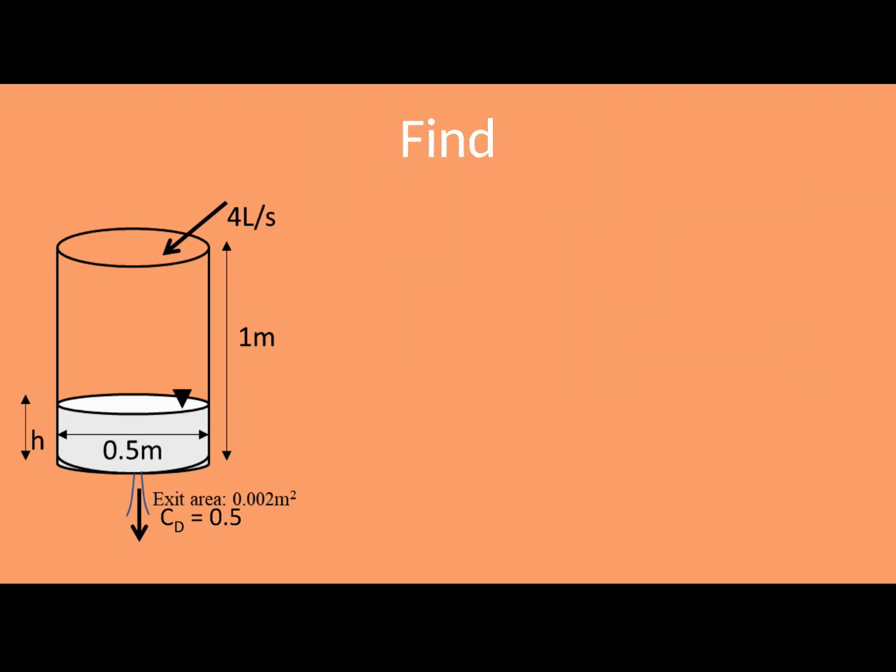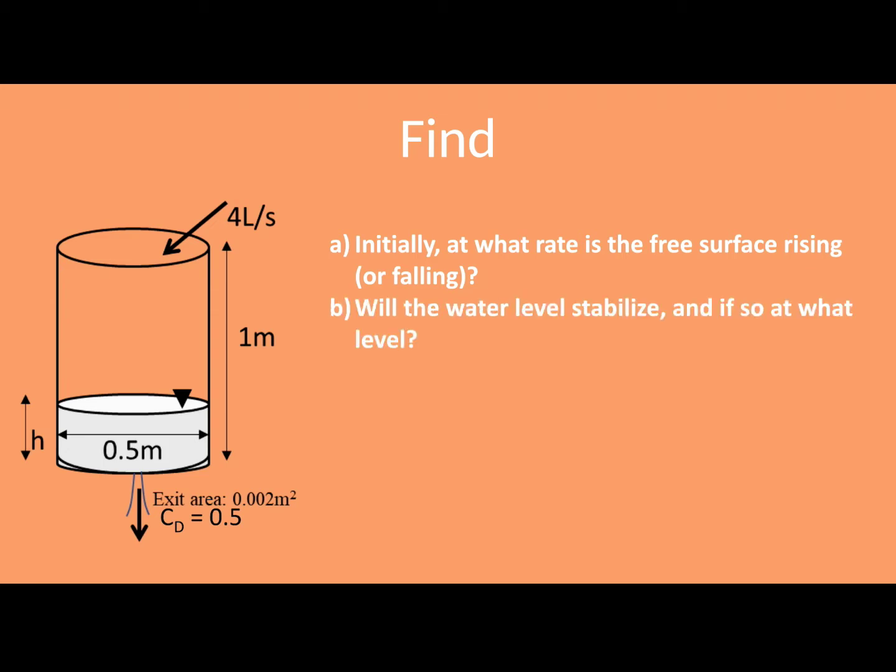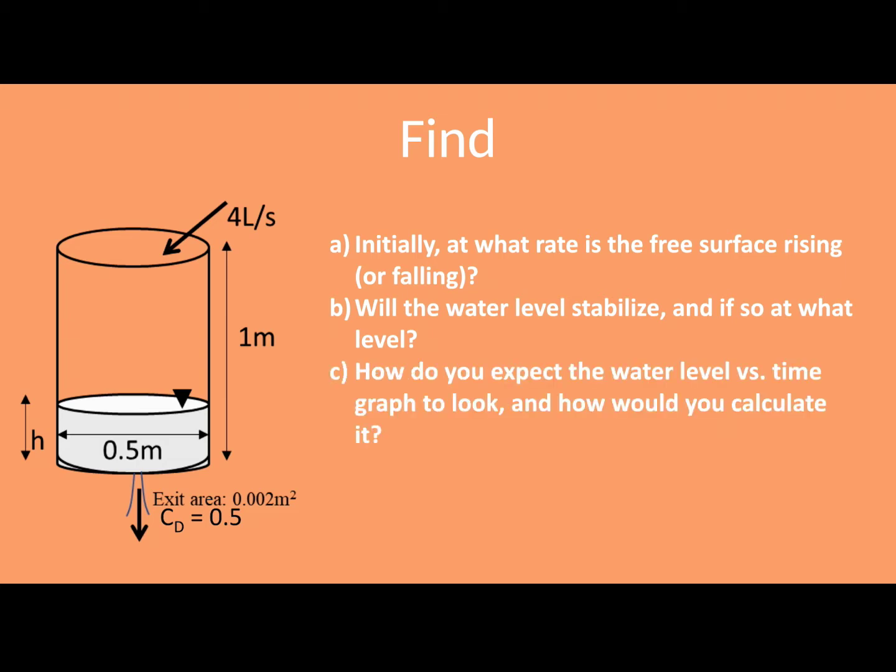What are we trying to find here? Well, at this instant, the initial instant when this is 20 centimeters, what rate is the free surface rising at or falling at? Secondly, will the water level stabilize, and if so, at what level? And thirdly, how do we expect the water level graph versus time to look for this problem, and how would we actually calculate that graph with numbers if we needed to?